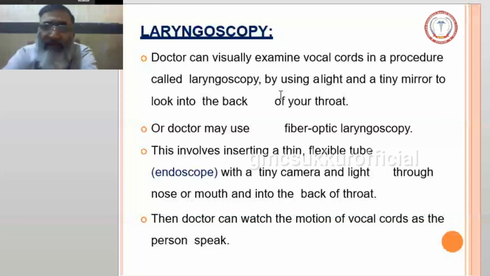Biopsy. Now, if you suspect a mass is present, or edema is present, which is very dangerous, you can take the biopsy and send it for histopathology to see the disease.